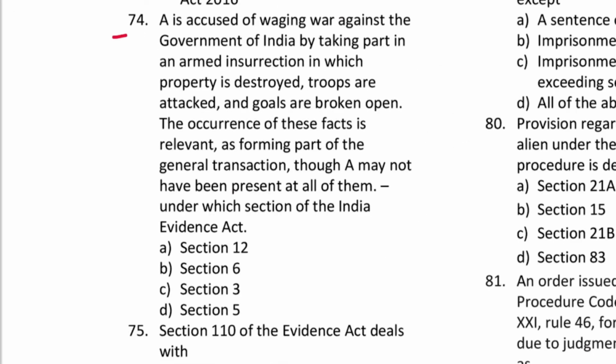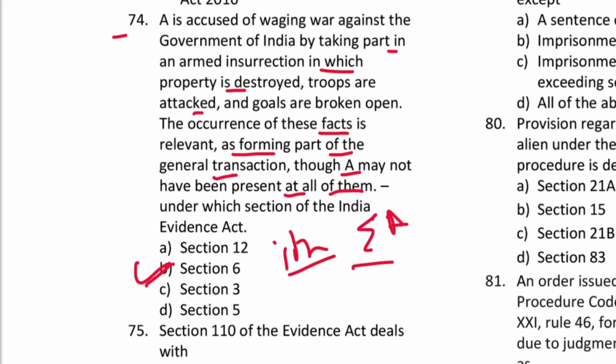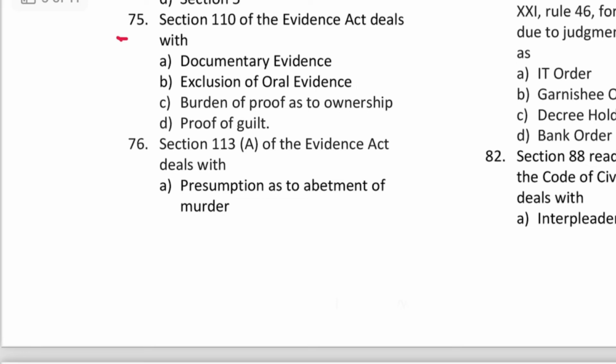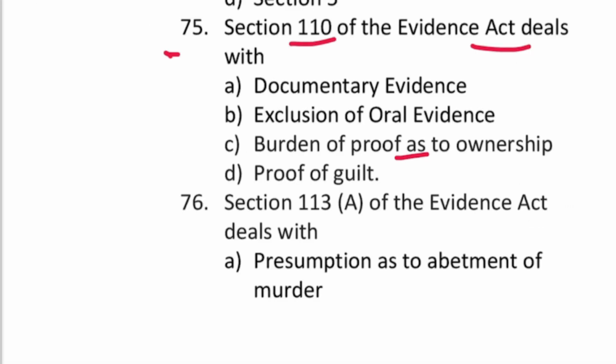Next 74, A is accused of waging war against the government of India by taking part in armed destruction in which property destroyed, troops are attacked, goals are broken open. The occurrence of these facts is relevant as forming part in a transaction, though A may not have been present at all of them. Under section 6, B is the answer. This is illustration in section 6 in Evidence Act. Next 75, section 110 of Indian Evidence Act deals with burden of proof as to ownership. C is the answer.